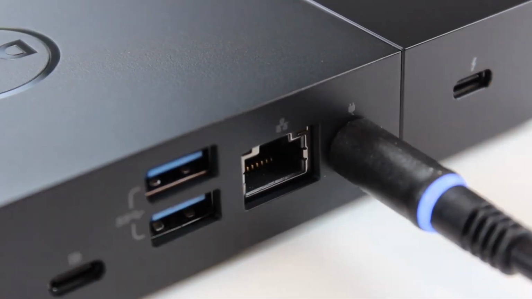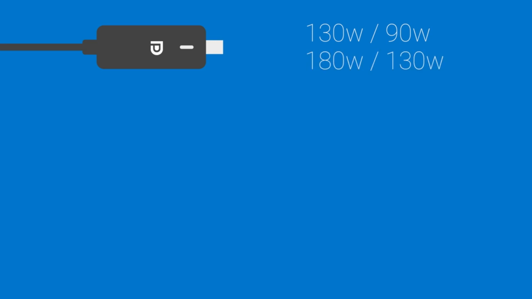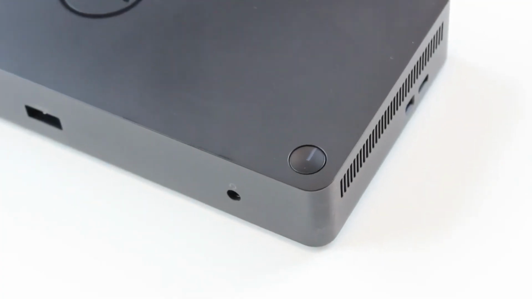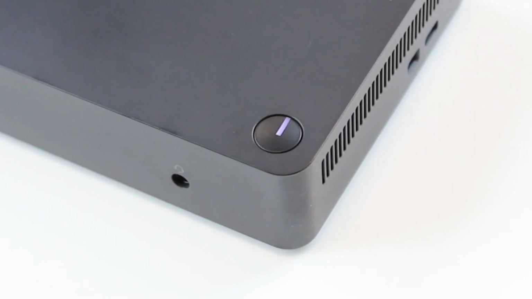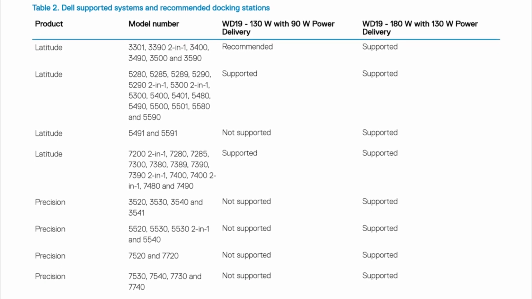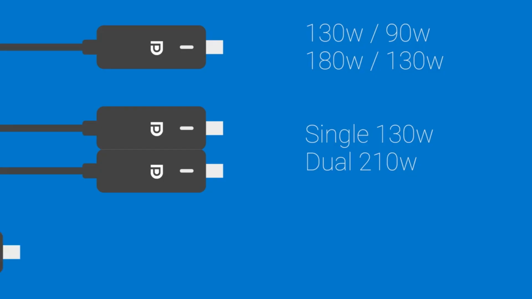Connect your dock's power adapter. The WD19 is available with either a 130W adapter, which allows the dock to provide 90W to your system, or a 180W adapter, allowing charging at 130W. The WD19DC provides 130W when connected with a single USB-C cable, and in supported Dell systems only, 210W when connected with both. Supported Dell systems also let the dock power button mirror the appearance and functionality of the system power button. For a list of supported systems, check the latest version of your dock's user guide, available at dell.com/support/manuals. The WD19TB supplies 130W.